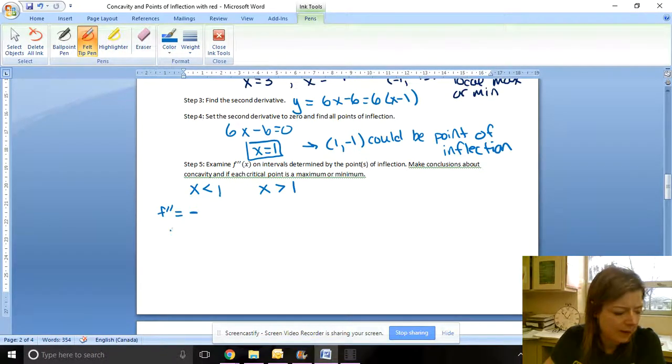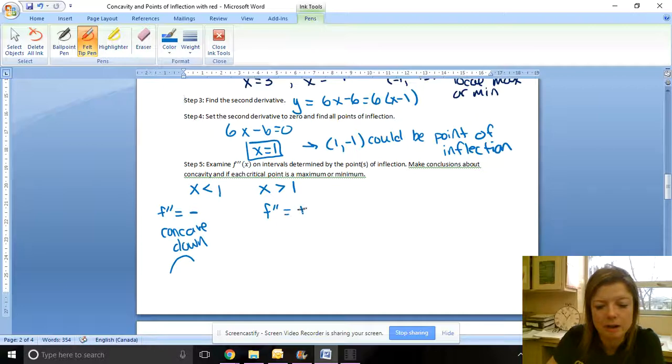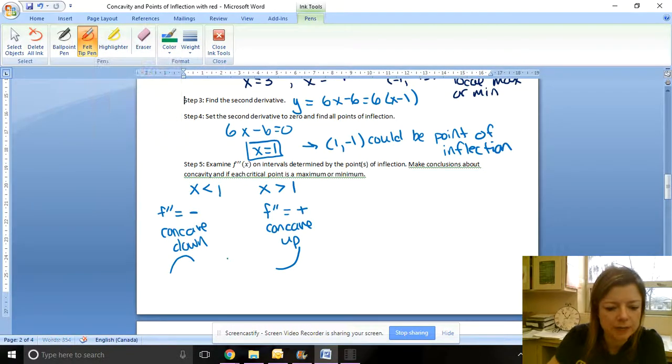That means we have a concave down section before 1. So it looks something like this, right? And after 1, if we put in a value greater than 1 here, you get a positive result. So that section is concave up, so it looks something like that. So here at x equals 1, because it changes concavity, that is a point of inflection. Yay!